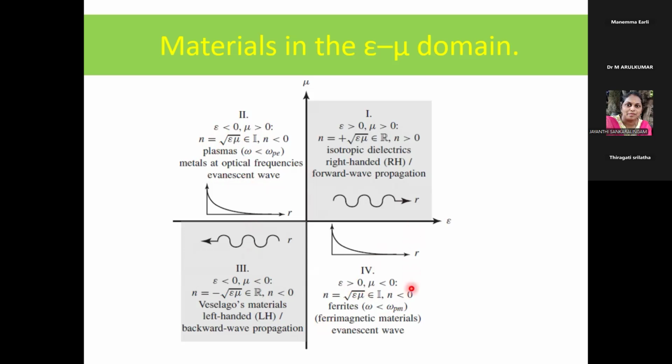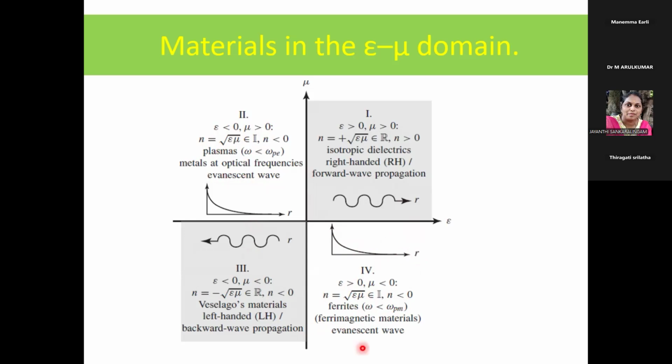If epsilon is positive and mu is negative, then also the refractive index is positive. What happens is for this also the electromagnetic wave is getting attenuated. It cannot travel longer distances. You have the wave propagation with attenuation. So wave cannot propagate in the material.